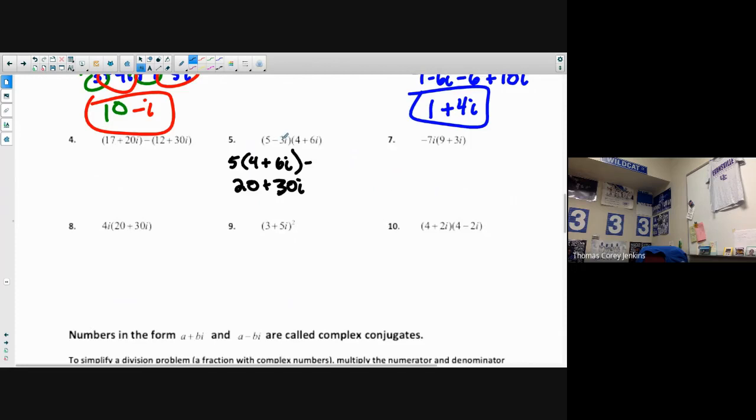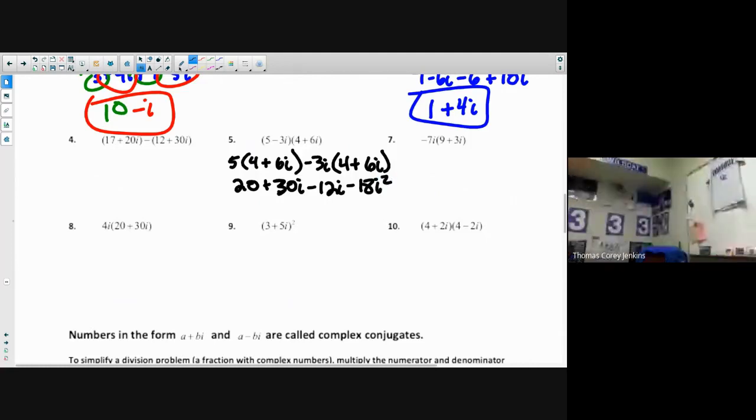And then we take the minus 3i times 4 plus 6i. So negative 3i times 4 is minus 12i. Negative 3i times 6i is minus 18i squared.